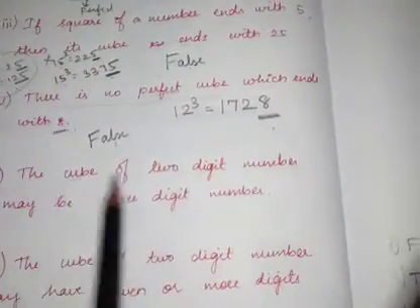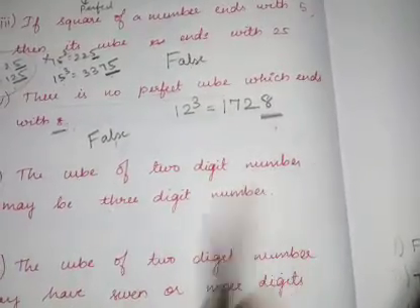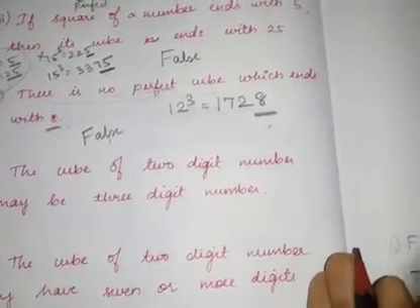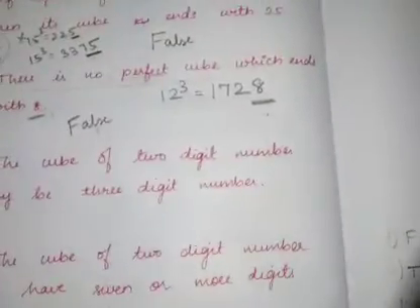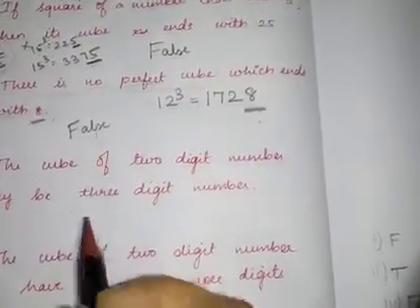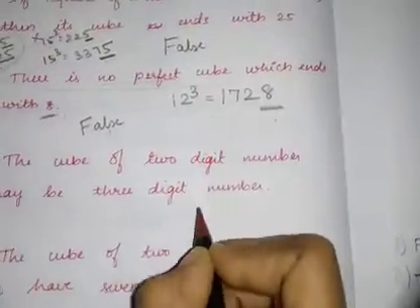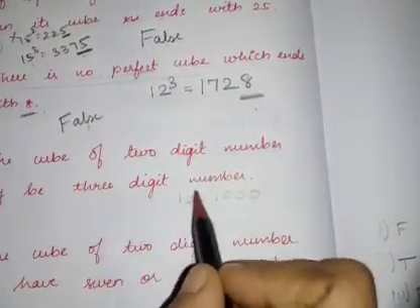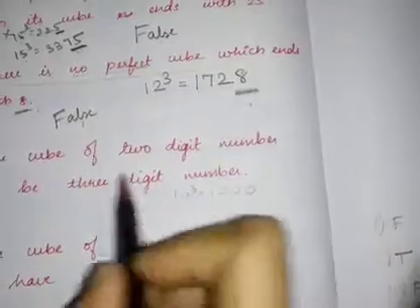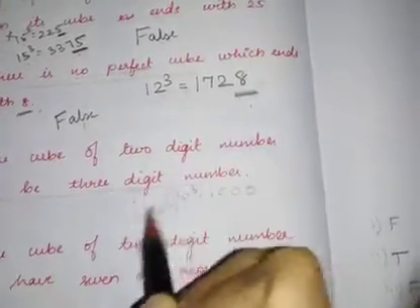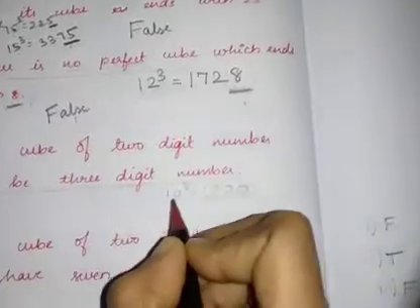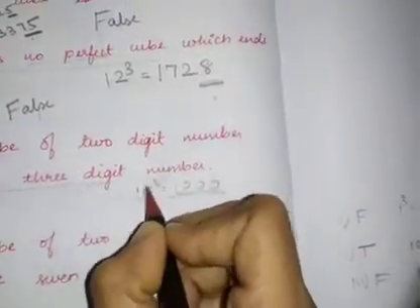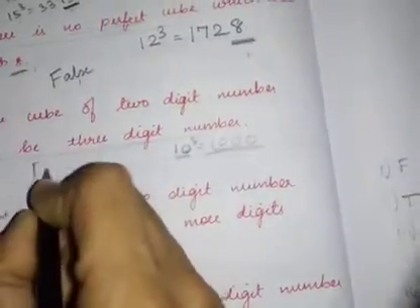Fifth problem. The cube of a 2-digit number may be a 3-digit number. They are saying maybe it is a 3-digit number. We can take this problem also. What is the answer of 10 cube? 1000, right? 10 is your first 2-digit number. When I do the cube of 10, I am getting 1000, which is a 4-digit number, not a 3-digit number. So this statement is false.